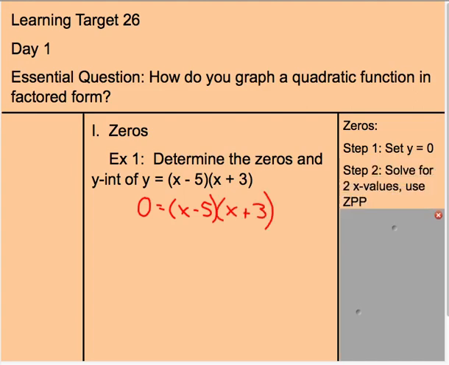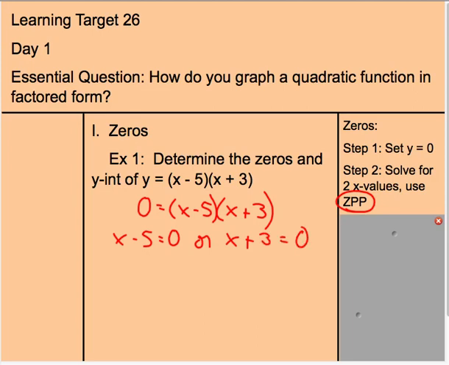And then we're going to use the zero product property. That's what ZPP here means. We're going to solve for our two x values, or x-intercepts, using the zero product property. So what this says is if I have quantity x minus 5 times the quantity x plus 3 equaling 0, the only way to multiply to 0 is if you are multiplying by 0. So either x minus 5 must be 0, or x plus 3 must be 0.